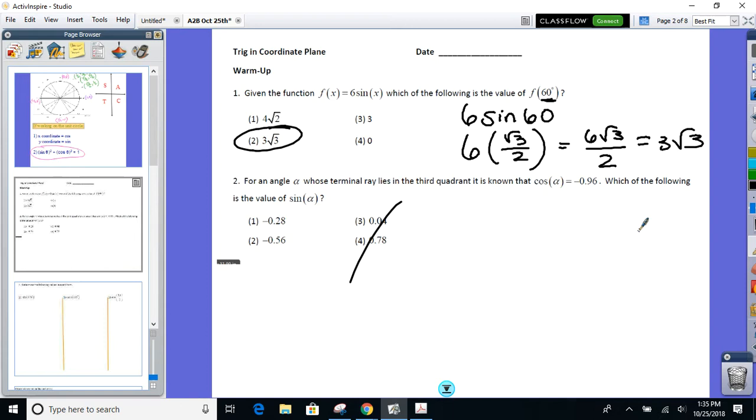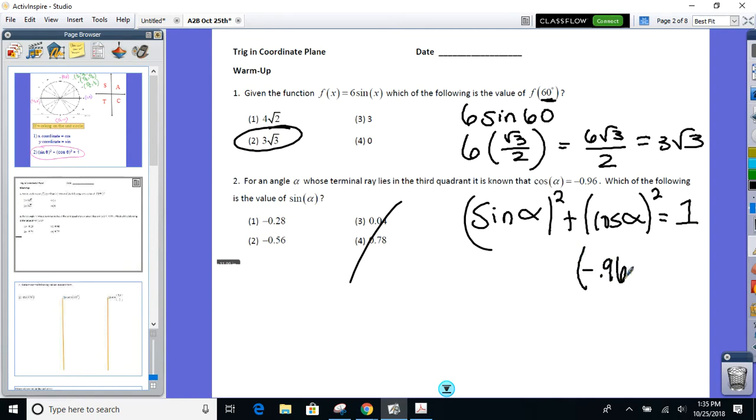Did I give you anything yesterday? If I gave you the sine or cosine, you could find the other one? The Pythagorean identity, yep. Which said sine alpha squared plus cosine alpha squared equals what? 1, yep. So go ahead and plug in your negative 0.96 for cosine. I'll give you about 2 minutes right now to move everything over, square root everything, and find out what you had.